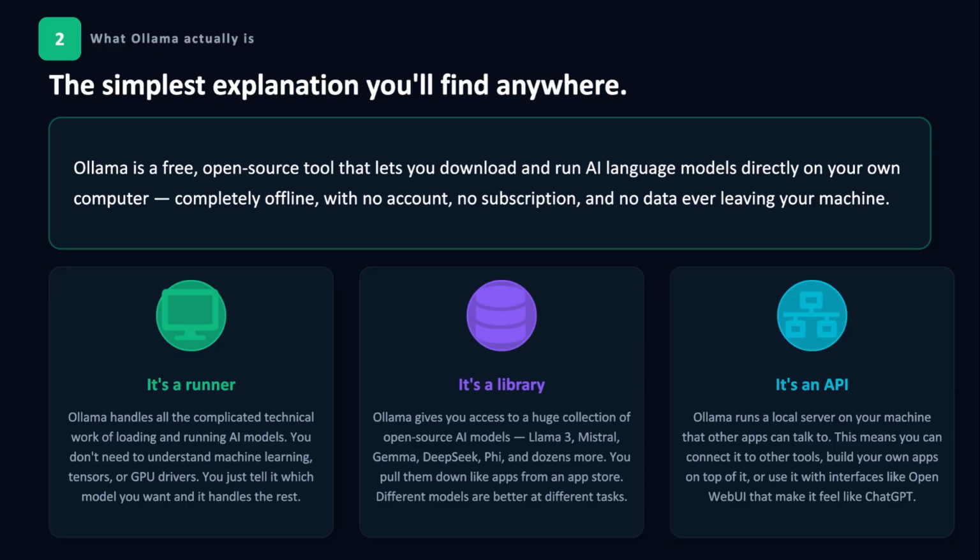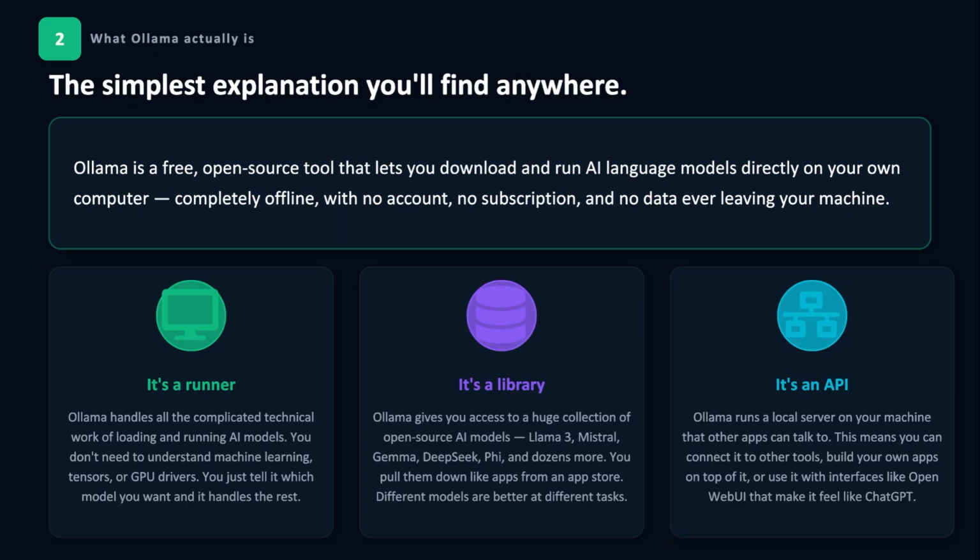Second, Ollama is a library. And when I say library, I mean it literally has a collection of AI models you can download, like an app store for AI models. Llama from Meta, Mistral, DeepSeek, Gemma from Google, Phi from Microsoft, dozens of different models, all open source, all completely free. Different models are better at different things. We'll cover how to choose between them in future videos.